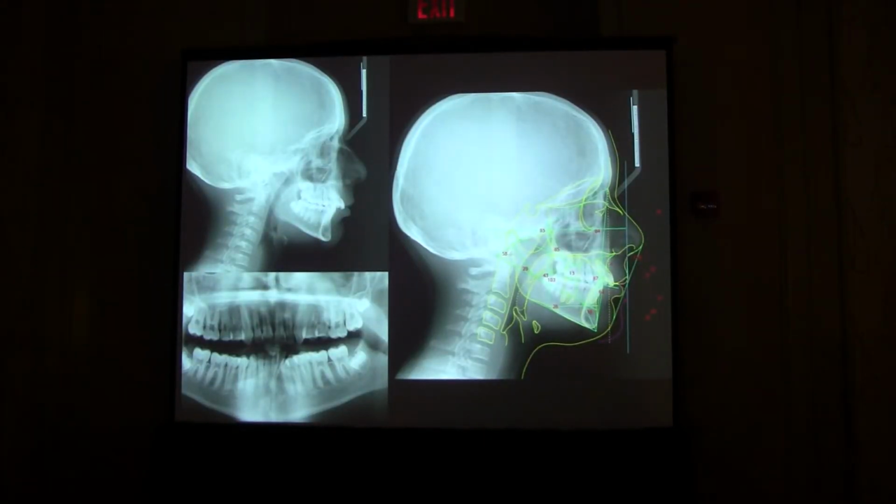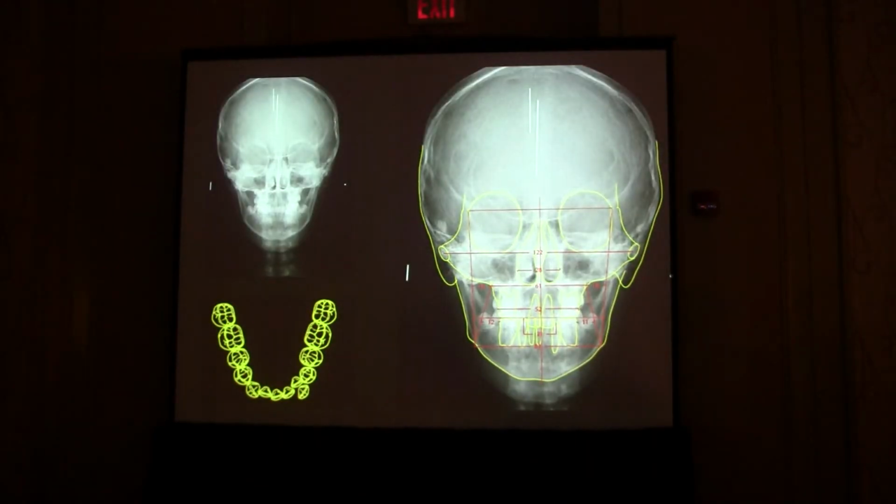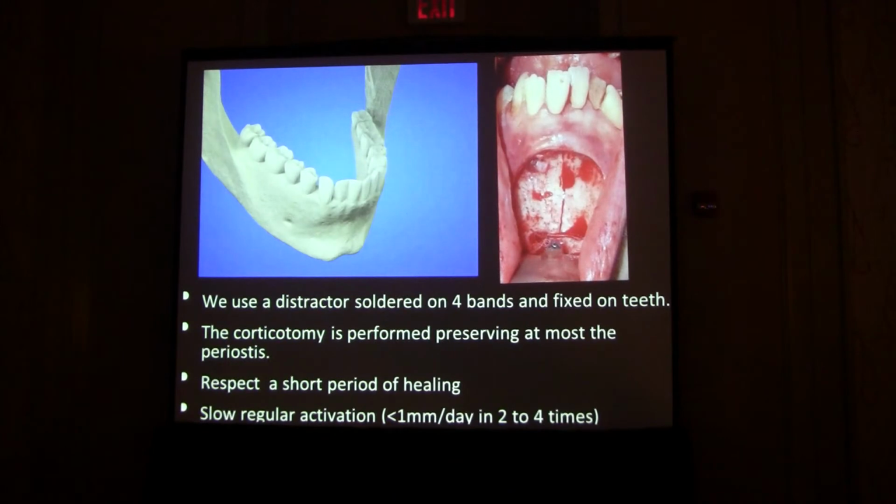The skeletal class 2 is induced by the backward mandible on the typology of the dolichofacial tendency. There is a maxillary and mandibular underdevelopment. Depending on the age, we decide to perform an orthopedic maxillary disjunction and a surgically assisted mandibular dissection. For more than 10 years, we have been using a distractor fixed on teeth.